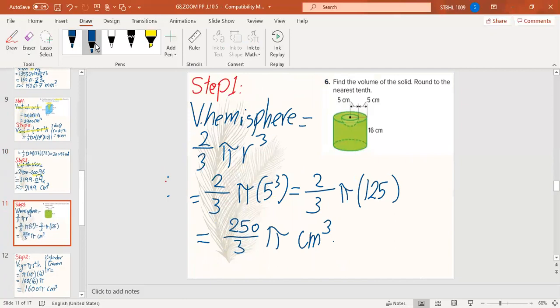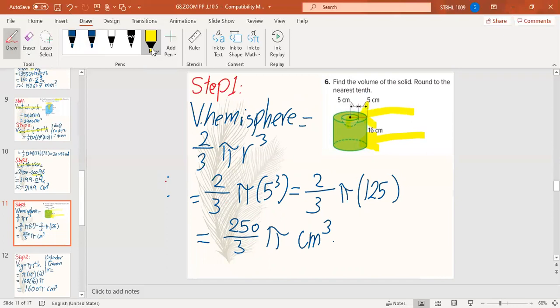Let's go to exercise 6. Find the volume of the solid, round to the nearest tenth. And find the volume of the solid means find the volume of the solid which is given. And this solid which is given is composed of a cylinder and a hemisphere inside it.